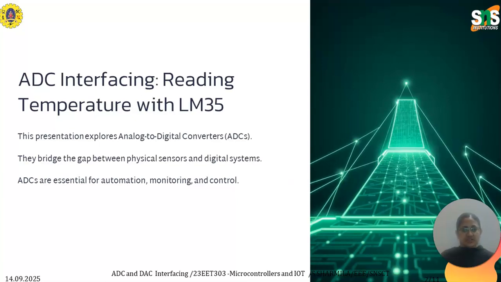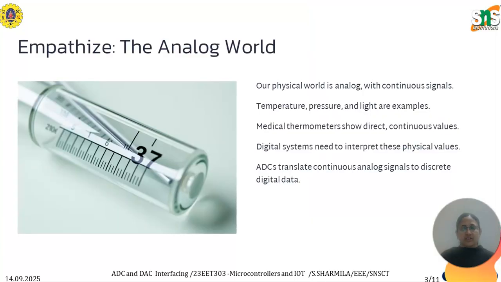In this presentation, we are going to explore analog to digital converters. They bridge the gap between physical sensors and digital systems. ADCs are essential for automation, monitoring and control, and sound synchronization also. First we see the introduction to analog to digital conversion.